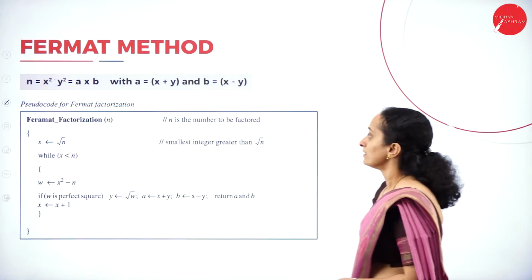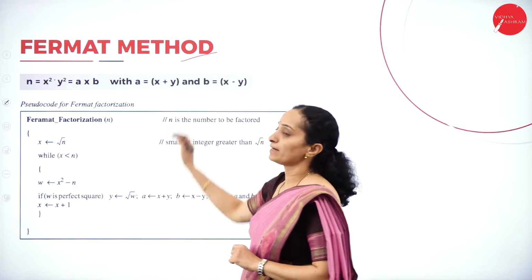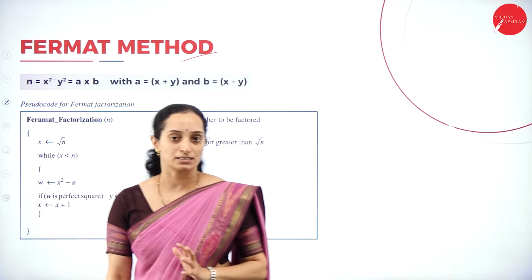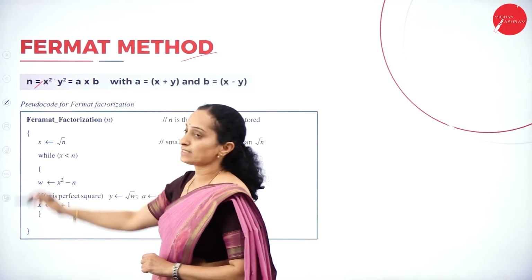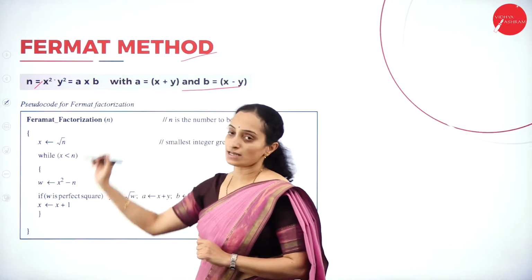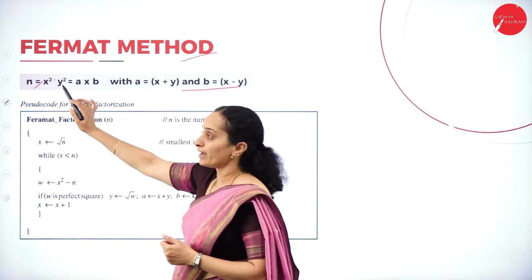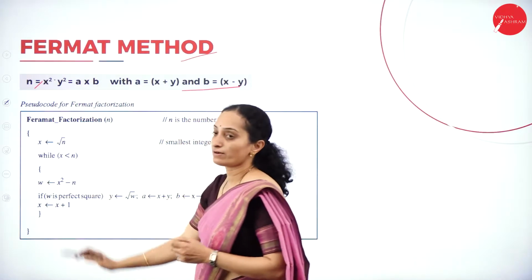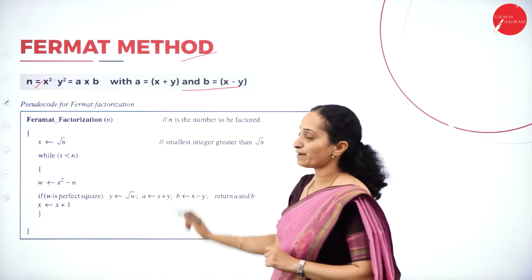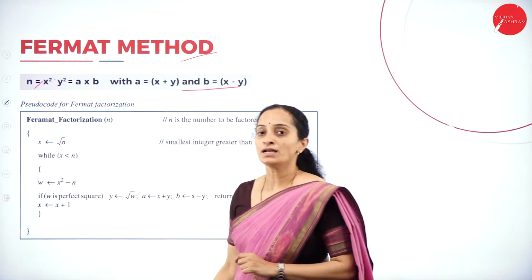Okay. The factorization can be carried out with the Fermat method. We use a Fermat expression to find out the factorization of a number. You can use this expression to find out the factorization, which is called the Fermat method of factorization. So n equals x square minus y square equals a into b, with a as x plus y and b as x minus y. You can calculate the factors of a number using the Fermat method.